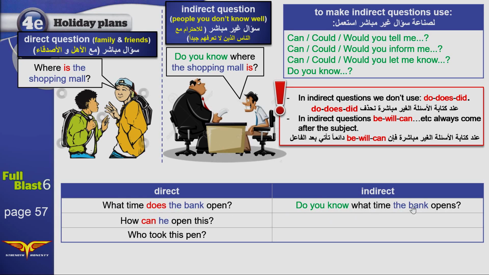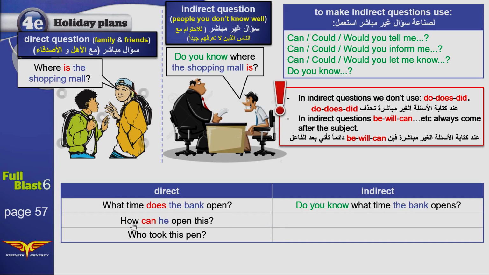No does. Instead of using open, we use opens. Why? This is present simple. The subject is it. The bank. If the subject is he, she, or it, we add s to the verb. If you don't know what I'm talking about, if you want more information about present simple, there is a video for present simple on my channel. Just search for present simple, full blast present simple, and you can watch that video.